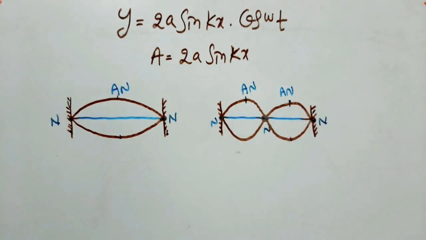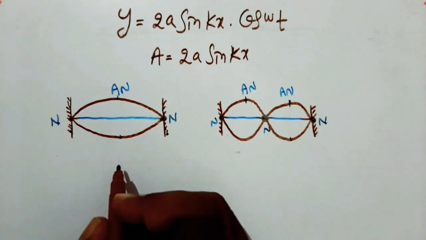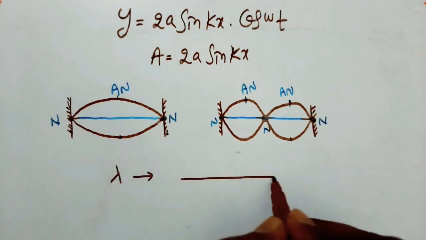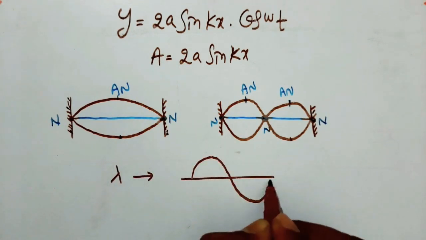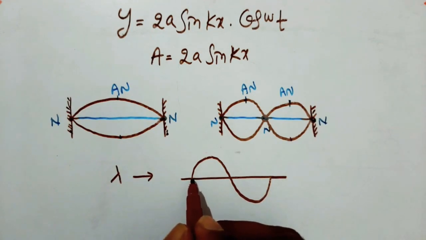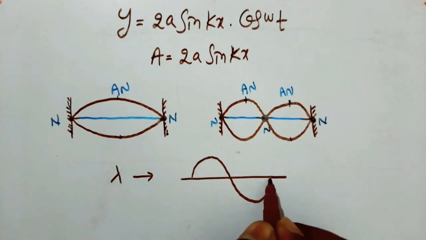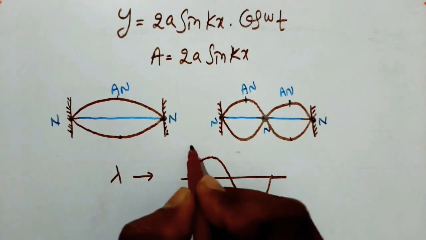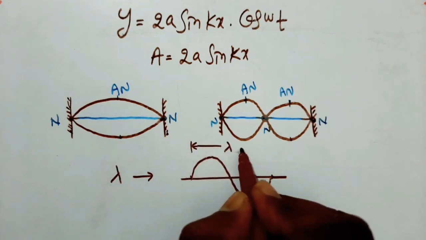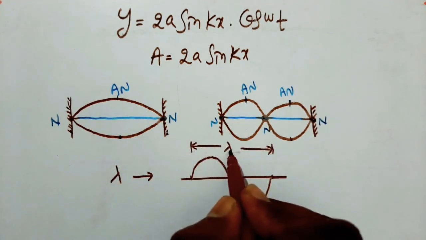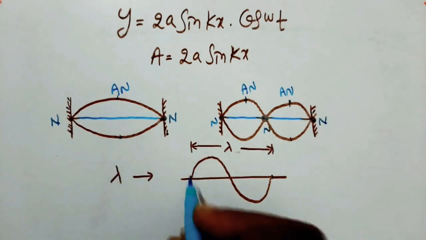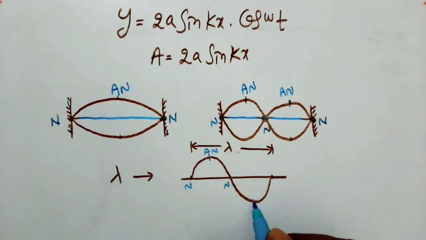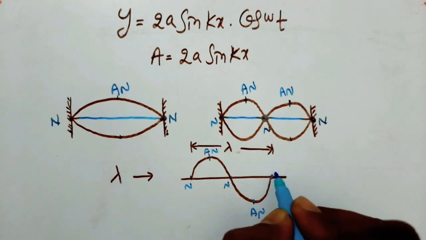We know the distance traveled by a wave in a complete cycle is known as the wavelength lambda. So the distance from here to here is known as wavelength lambda. If we compare to this, here it is a node, here an antinode, here a node, here an antinode, here a node.